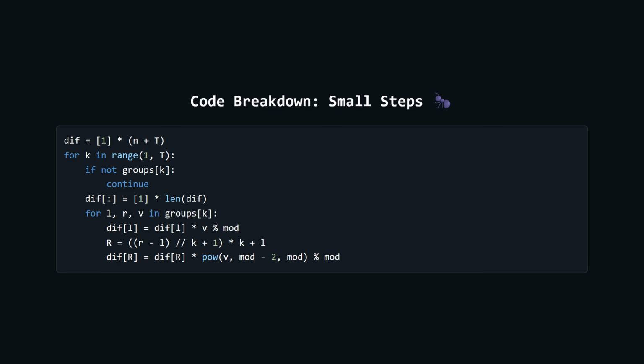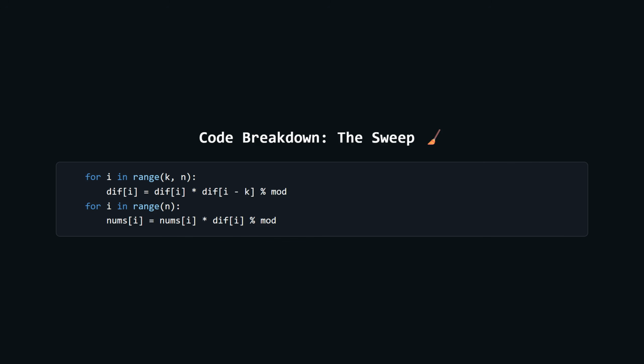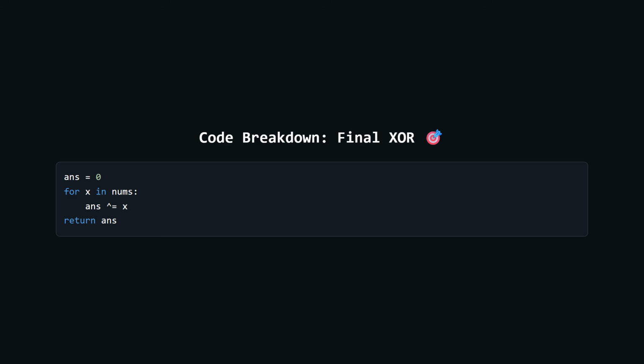For each small step size, we reset our difference array to 1s. We multiply the start spot by our value, and then calculate exactly where the range ends, so we can drop our undo multiplier there. After marking the starts and stops for a specific step size, we sweep across the array, dragging the multipliers forward by the step size amount, and finally apply those resulting multipliers to our main numbers list. Once both the big steps and small steps are totally finished, we simply loop through our final numbers list, XOR everything together, and return the answer.